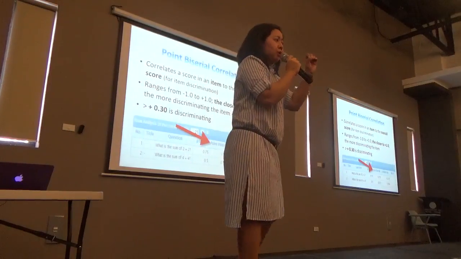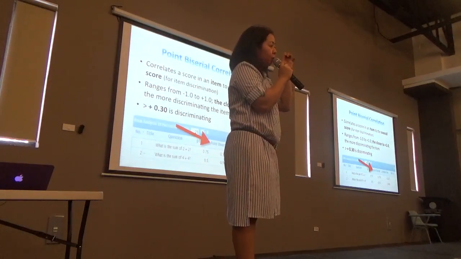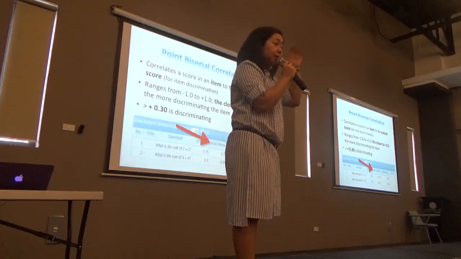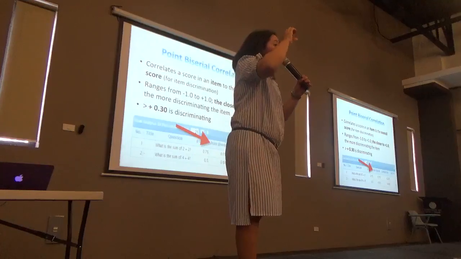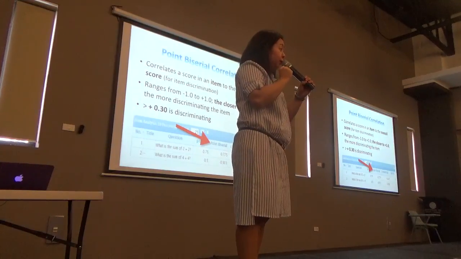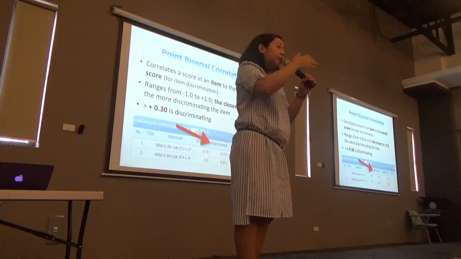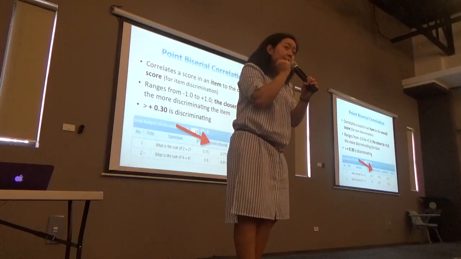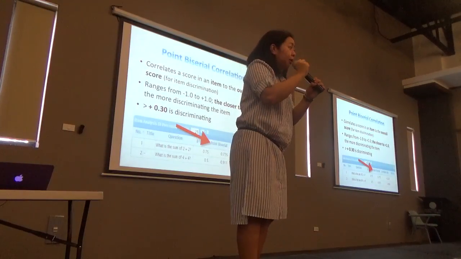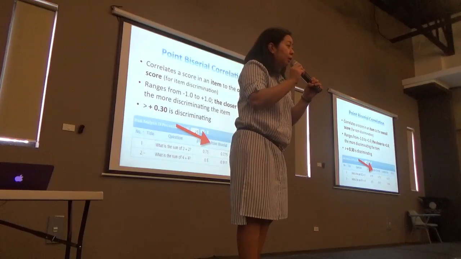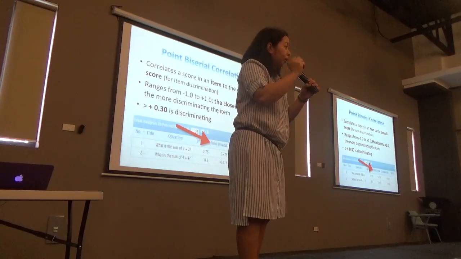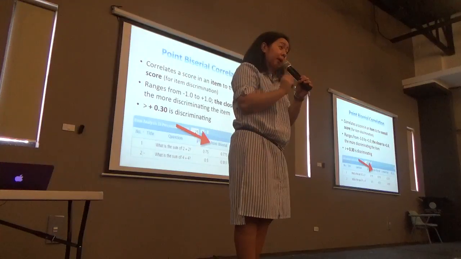So if the item is too easy, or if the item is too difficult, in item difficulty, not discrimination, do we remove it or do we retain it? If the item is too easy or too difficult, you retain it or omit it? Retain or omit? The answer is it depends.